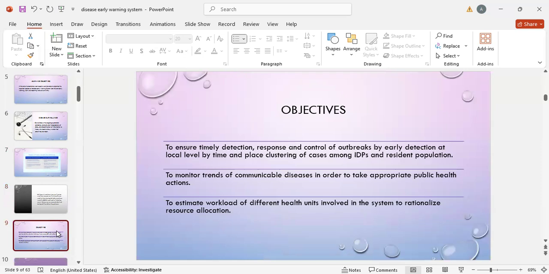Objective: to ensure timely detection, response, and control of outbreaks by early detection at the local level by time, place, and clustering of the cases among IDPs and the resident population. To monitor trends of communicable disease in order to take appropriate public health action. To estimate the workload of the different health units involved in the system. To rationalize resource allocation.